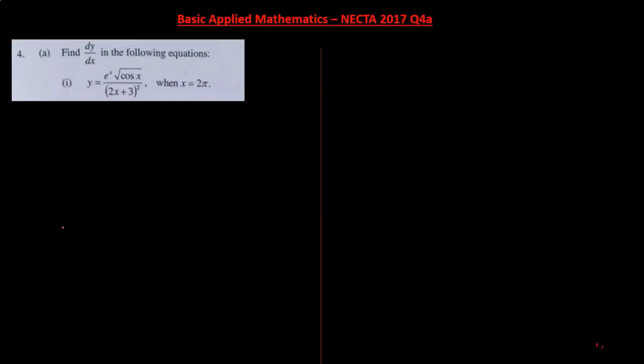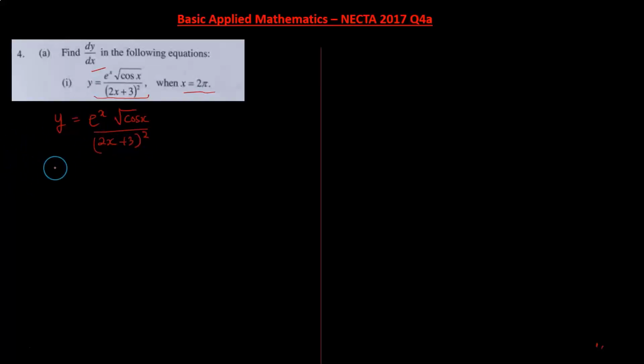I'm going to solve question 4A from the Basic Applied Mathematics NECTA paper, and it is from 2017. The question says I need to find dy/dx given y is all this when x is equal to 2π. So let's just write that down. Given y equals e^x square root of cos x, everything divided by (2x + 3)².